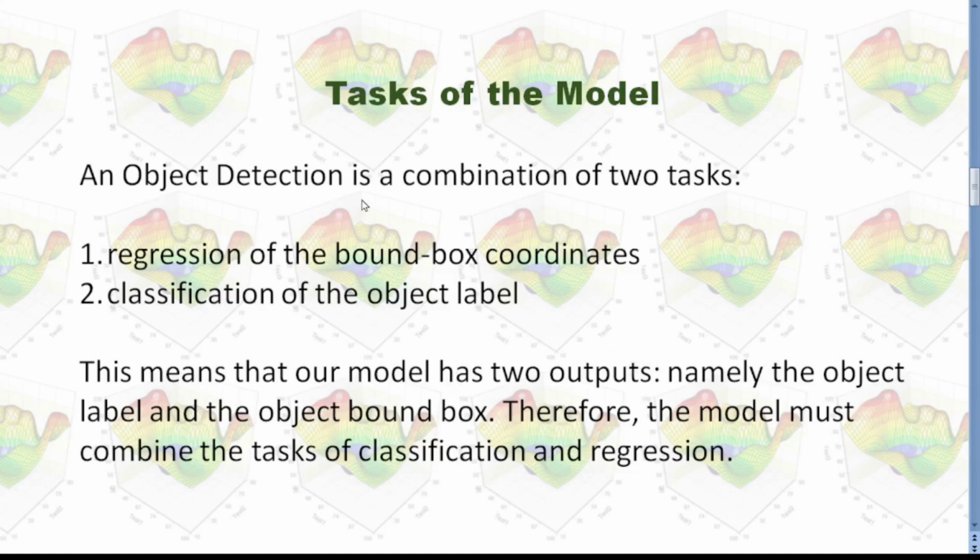Object detection is a combination of 2 tasks. 1, regression of the bound box coordinates. 2, classification of the object label. This means that our model has 2 outputs, namely the object label and the object bounds box. Therefore, the model must combine the tasks of classification and regression.